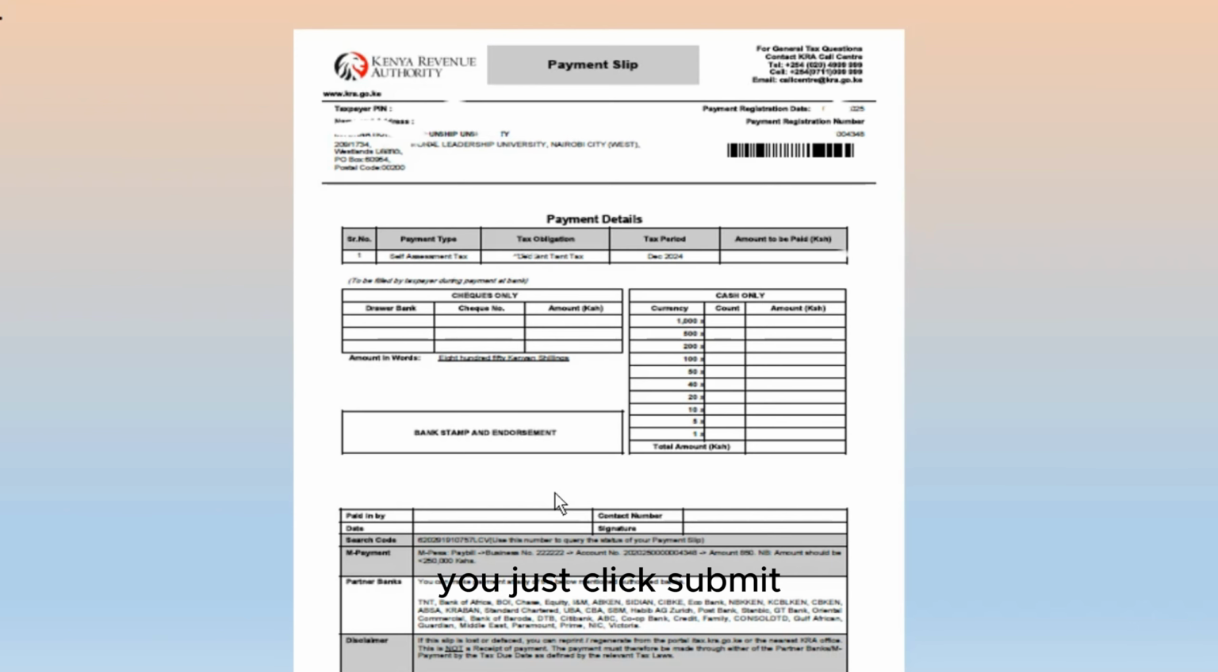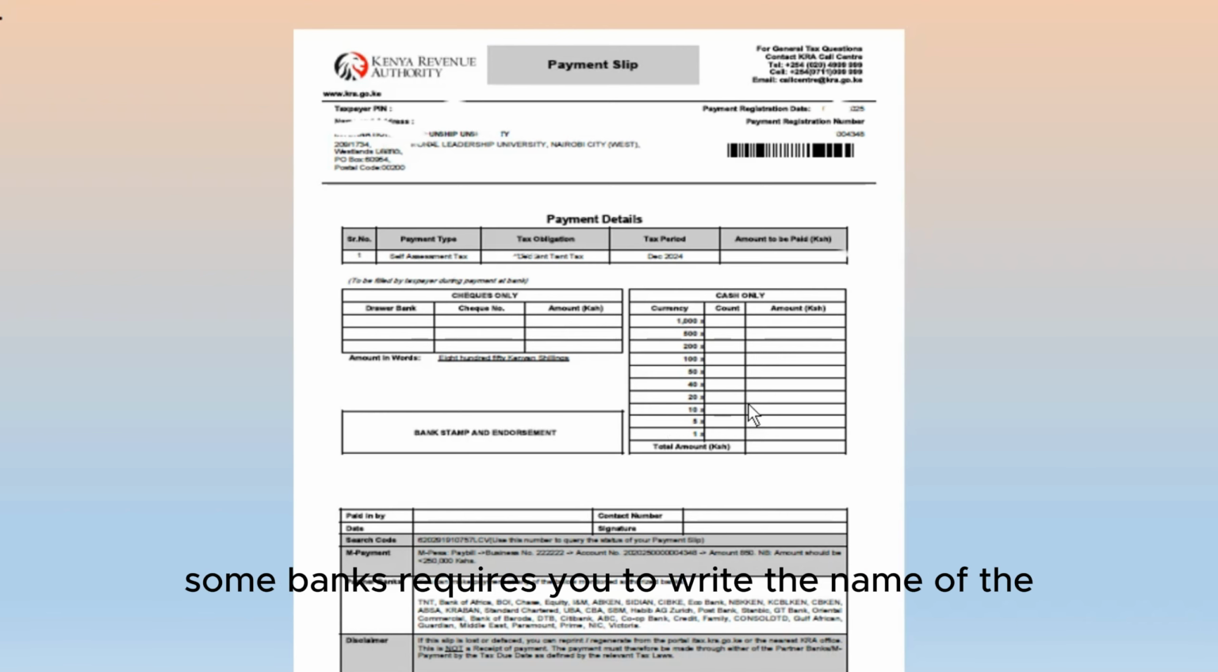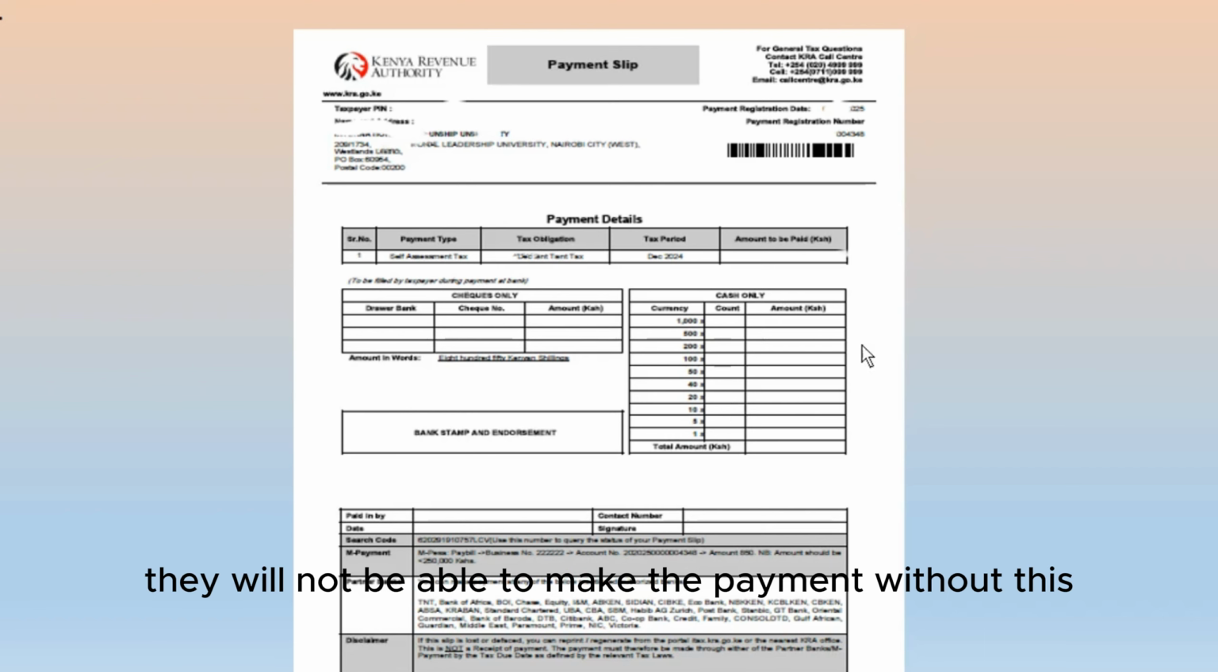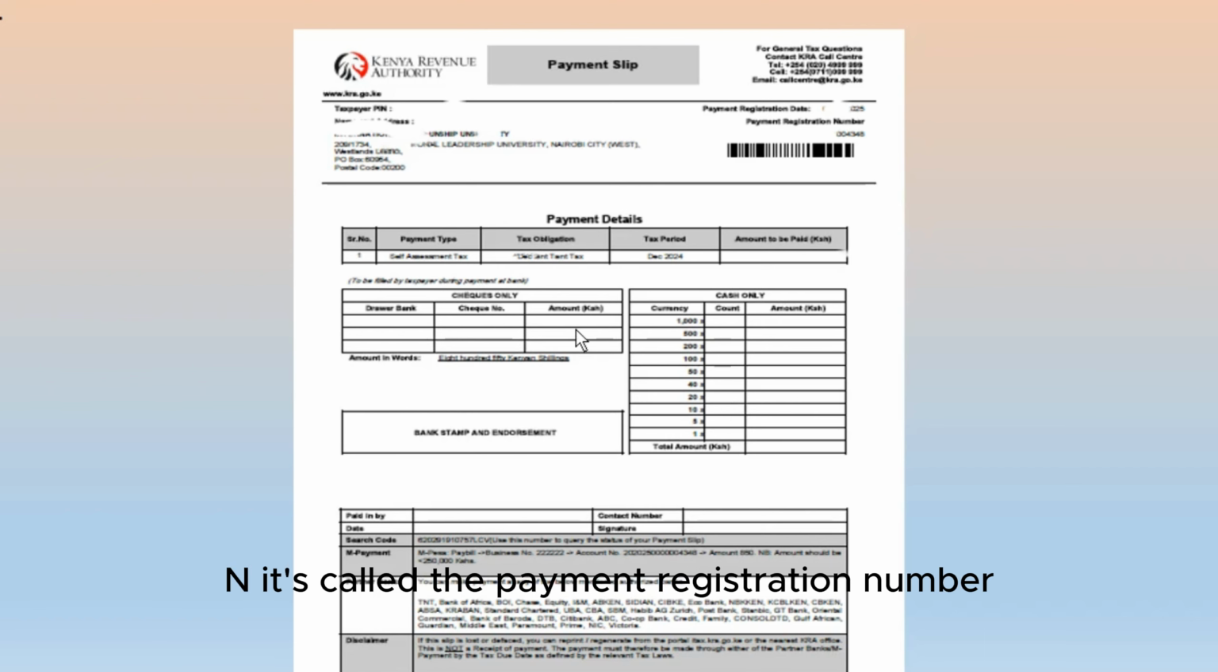You just click submit, and you will have this kind of form. It's called the payment slip. This is what you take to the bank, or this is what you use to pay via M-Pesa. Ideally, for M-Pesa, it's quite easy. If you're paying by cheque at the bank, some banks require you to write the name of the cheque in their bank, depending on how they want it, and you have to take this. They will not be able to make the payment without this PRN. It's called the payment registration number.